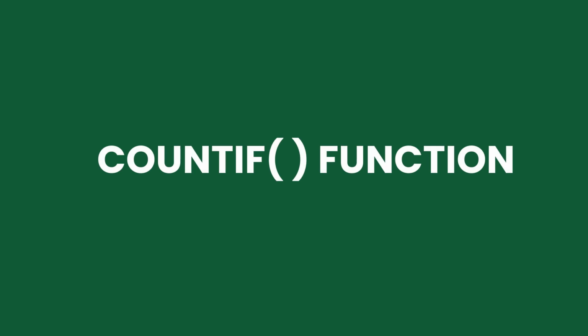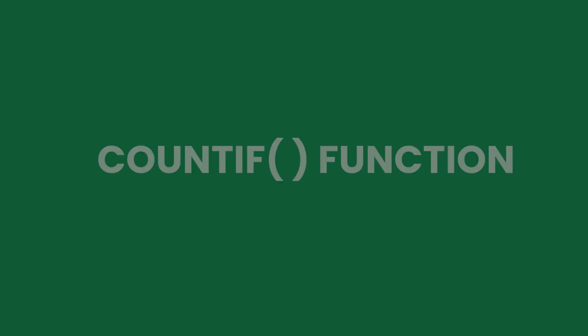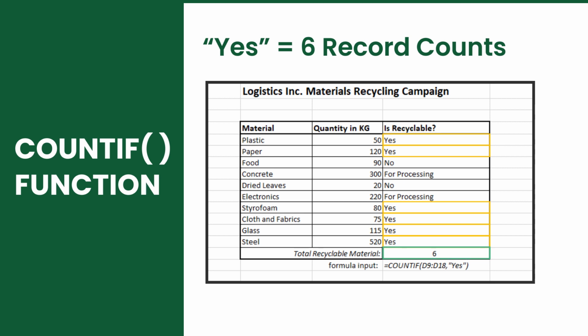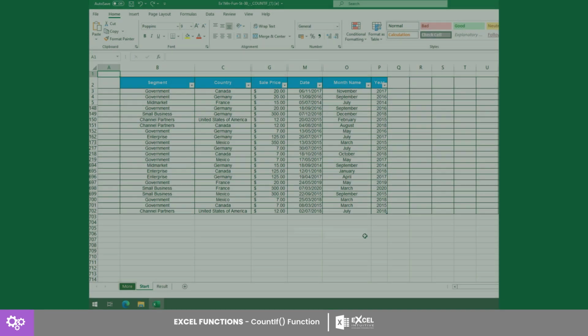In Excel, we use the Countif function to count cells that meet a specific criterion. This criteria could be a date, a number, or a text. This can be helpful, especially when you're dealing with a huge dataset. Let us begin by pulling out our sample worksheet.